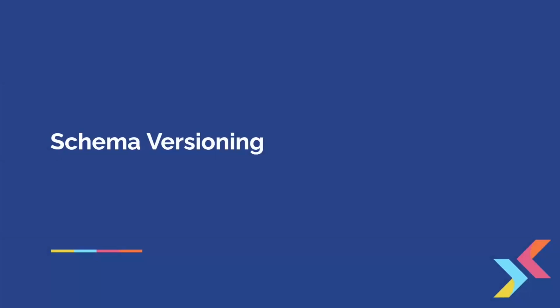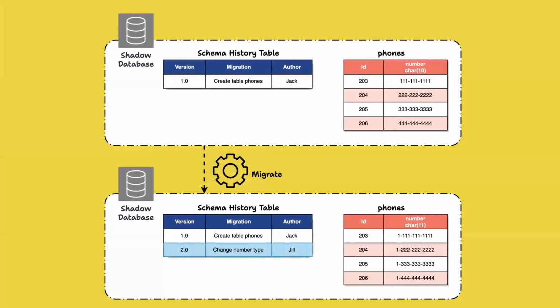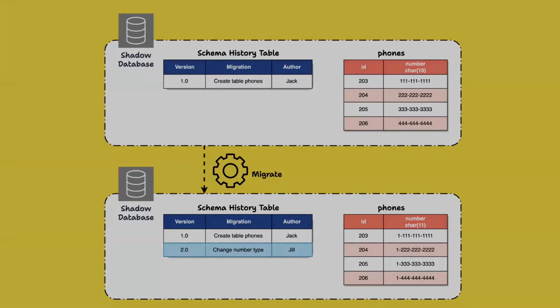Next up is schema versioning. Schema versioning tools require the user to create a migration script that specifies the schema change and how the relevant data should be transformed to fit in the new schema. The tools then modify the database based on that script.